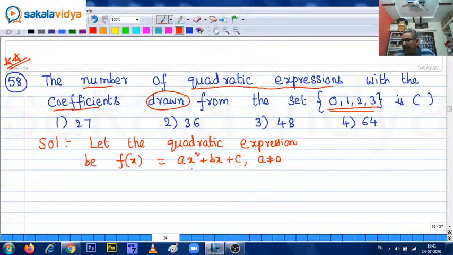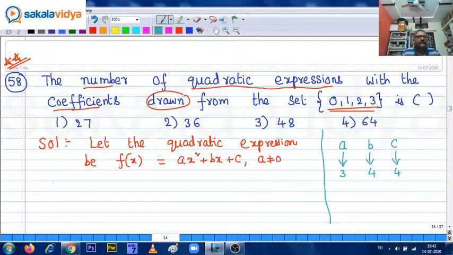If a is 0, it is not a quadratic expression. It becomes a linear polynomial whose degree is 1. Understood now? So that's why we need to do it like this. We need to select a, b, c from this set. How can you select? A can be selected, 0 should not be there, so 3 ways. Whereas b can be selected maybe 0, 1, 2, 3, 4 ways. c can also be selected 4 ways.